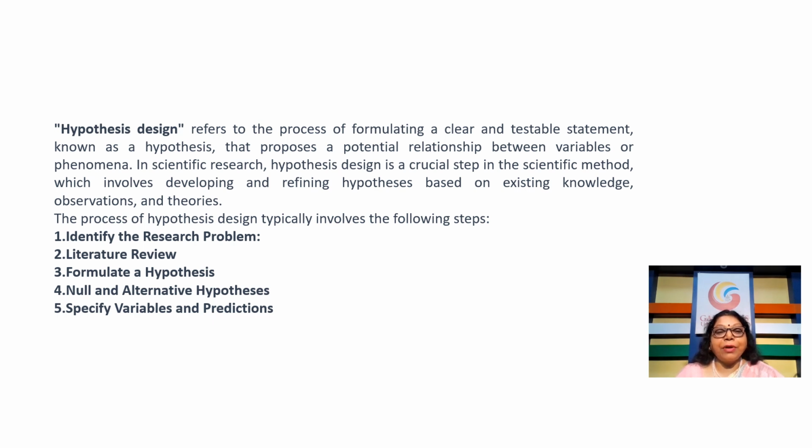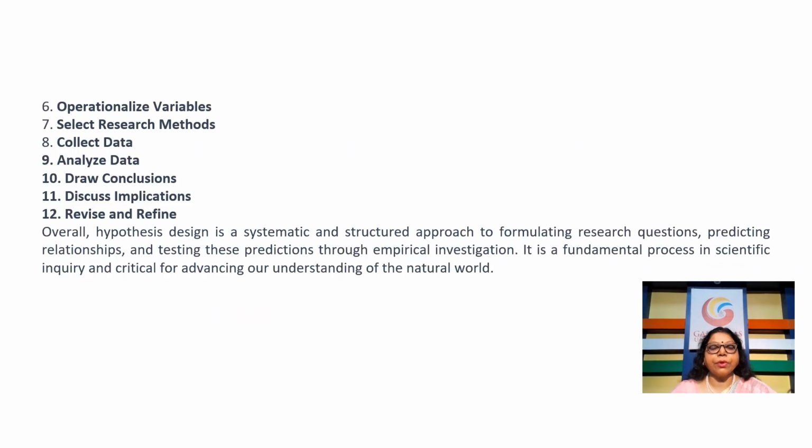Next step is to specify the variables and the predictions. So, in this step, we have to clearly define the variables which are involved in our hypothesis and outline the expected outcome or the result if the hypothesis is supported. Now, next step is to operationalize the variables. So, this describes how we will measure or manipulate the variables in our hypothesis.